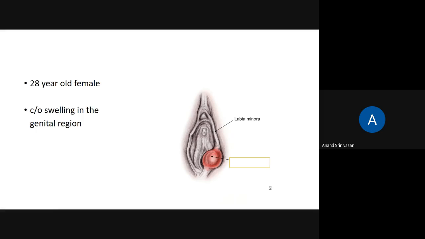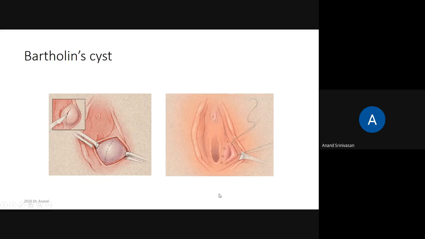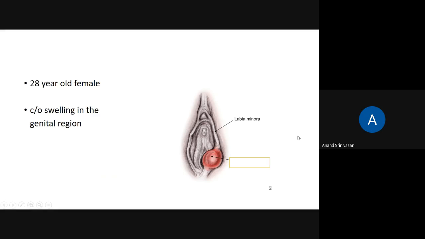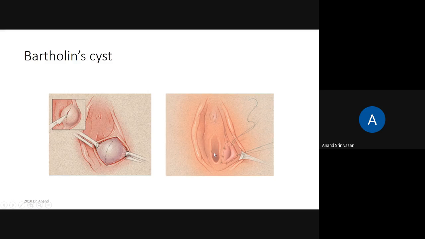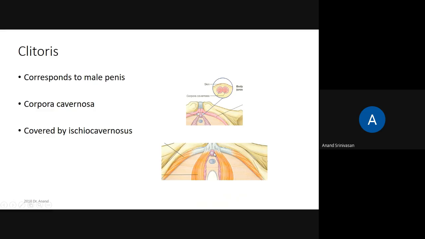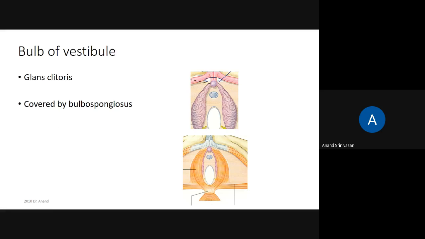Okay, so now let's see some of the clinical conditions. Here you can see a female with a swelling in the labia minora. What is this? This could be because of a gland which is present just inside the vagina. What is that? Greater vestibular gland. I told you the greater vestibular gland, right? So there you can see the greater vestibular gland.